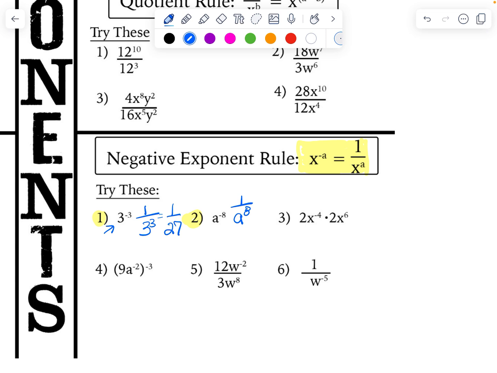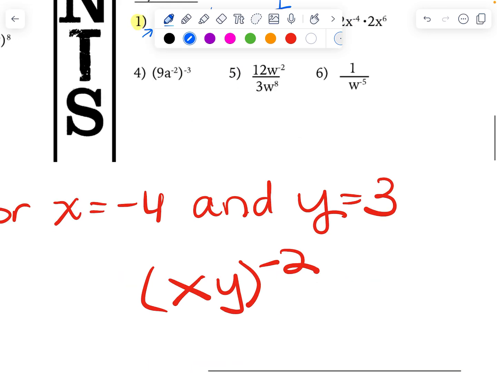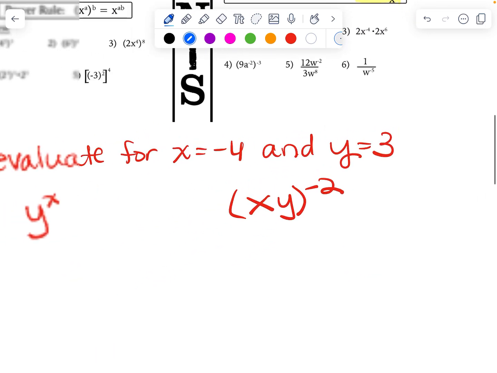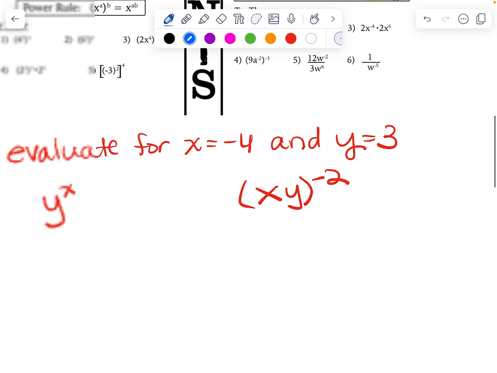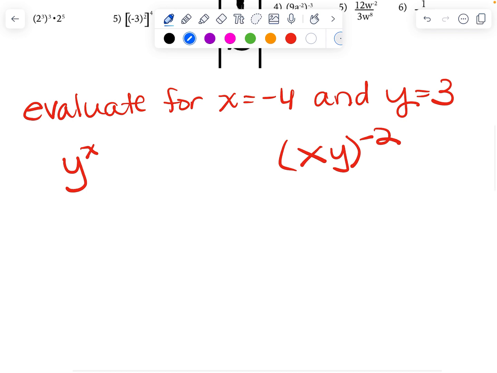Here are some examples from the homework I just threw on here so that when you go to start it, you'll know what to do. So this says to evaluate for x equals negative 4 and y equals 3. So if y is 3 and x is negative 4, this equals 3 to the negative 4th power, which as we just learned is 1 over 3 to the 4th power. That's going to be like 3 times 3 times 3 times 3, which is like 9 times 9. So this would be the answer.